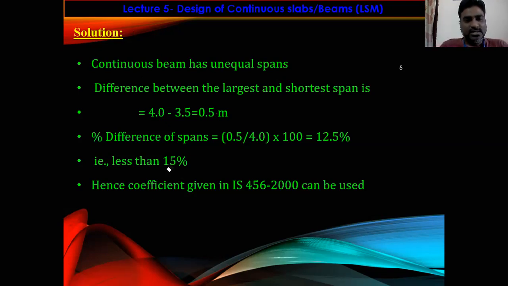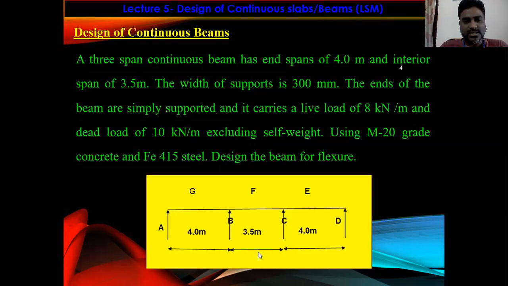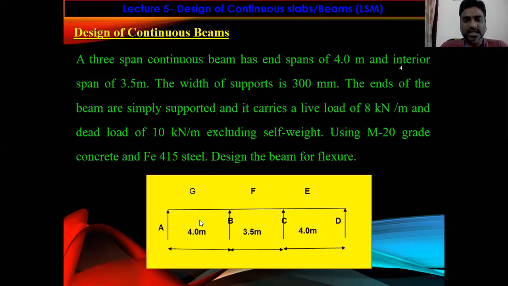Here, if you observe, the longest span is this 4 meters, and you need to check. The first criterion is a minimum of 3 spans, so it is satisfied. The second condition is that it should carry only UDLs, that means 8 kN per meter and 10 kN per meter, satisfied. Next, the difference between any two spans should not be greater than 15% of the longest span. The longest span is this one. You can take any two spans and find out the difference.